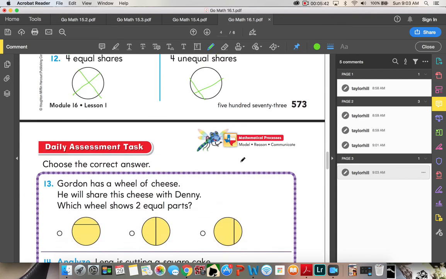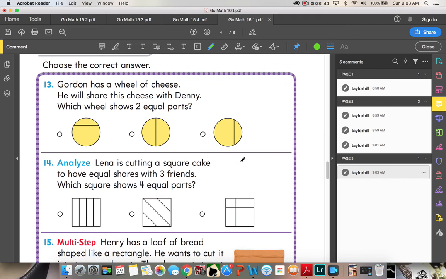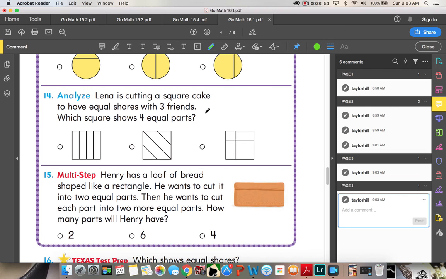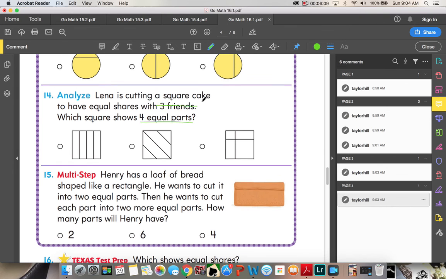Good. Okay, number 13, daily assessment task. Gordon has a wheel of cheese. He will share this cheese with Denny. Which wheel shows 2 equal parts? So equal is the important part. Okay, number 14. Lena is cutting a square cake to have equal shares with 3 friends. Which square shows 4 equal parts? So 4 equal parts. Ignore the part where it says 3 friends because that's trying to confuse you. Which square shows 4 equal parts?